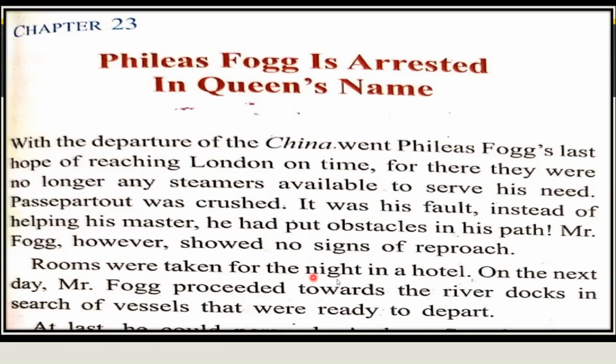Rooms were taken for the night in a hotel. On the next day, Mr. Fogg proceeded towards the river docks in search of vessels that were ready to depart. Now here, dear students, the vessels means the same, the ship or boat like this. And here the proceeded means move ahead, to go ahead towards.